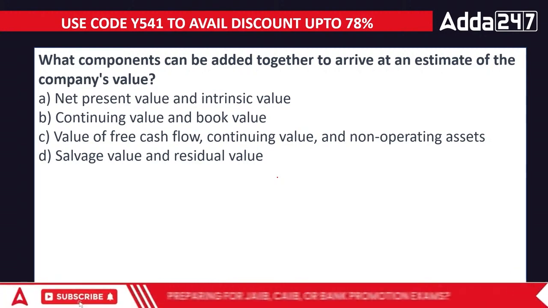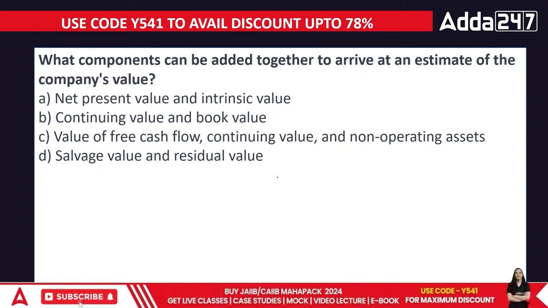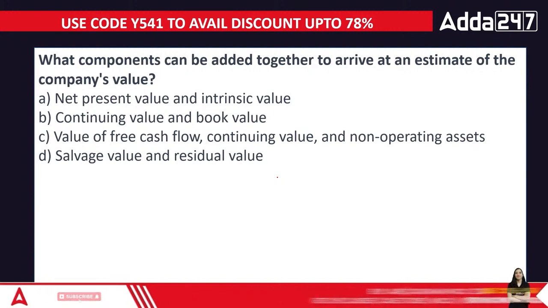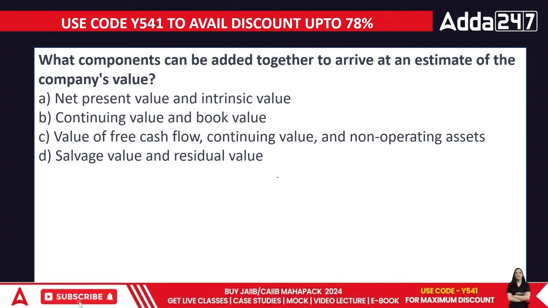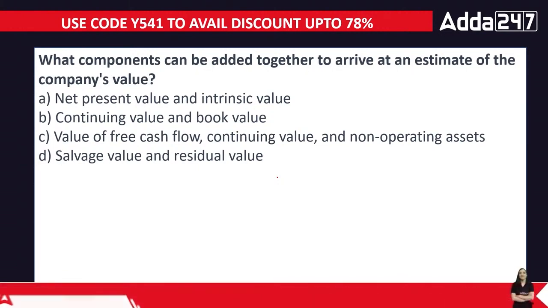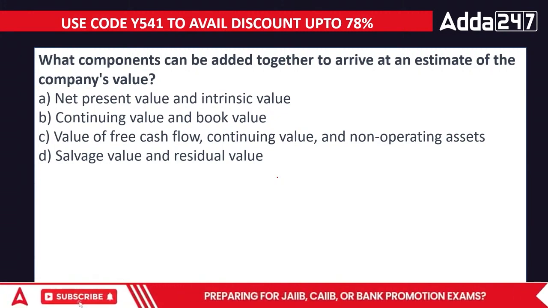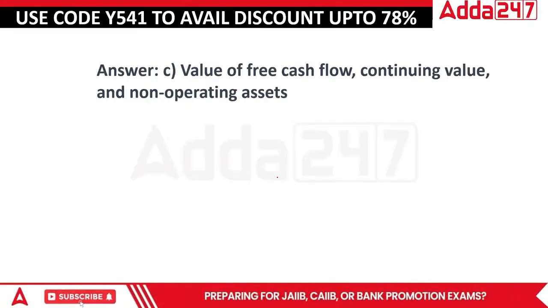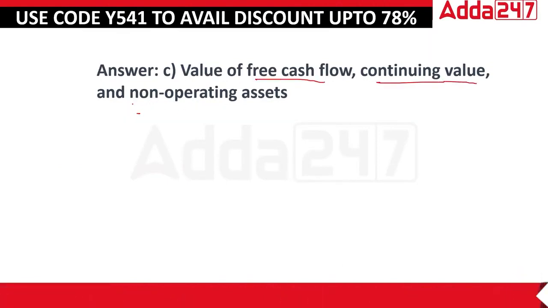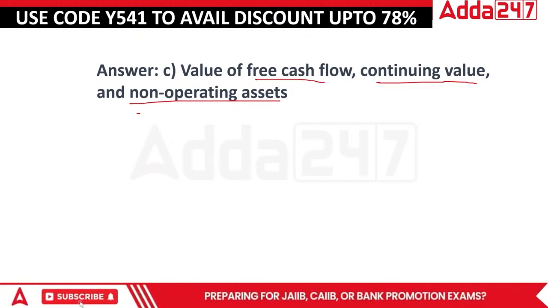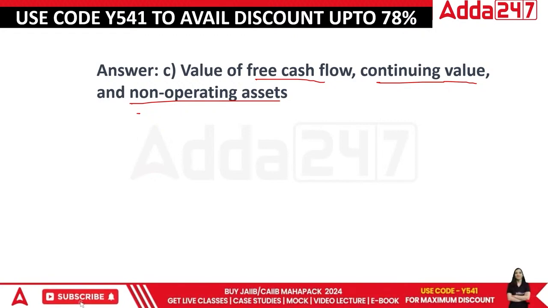What components can be added together to arrive at an estimate of the company's value? NPV or intrinsic value is a part of the book value and today's current value of the business that we have to see in the future. Continuing value or book value, and then value of free cash flows, continuing value and non-operating assets, or salvage and residual. The answer should be C. We'll be finding the value of free cash flow, the continuing value as well as non-operating assets. Okay? We'll consider all these things together.